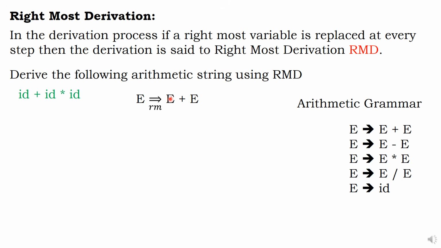Can I replace this by ID? No, sir. First you finish this. RMD. Two E's are there. The rightmost E you replace by E star E. Done. Now there are three variables. Which E should I replace? This E or this E?